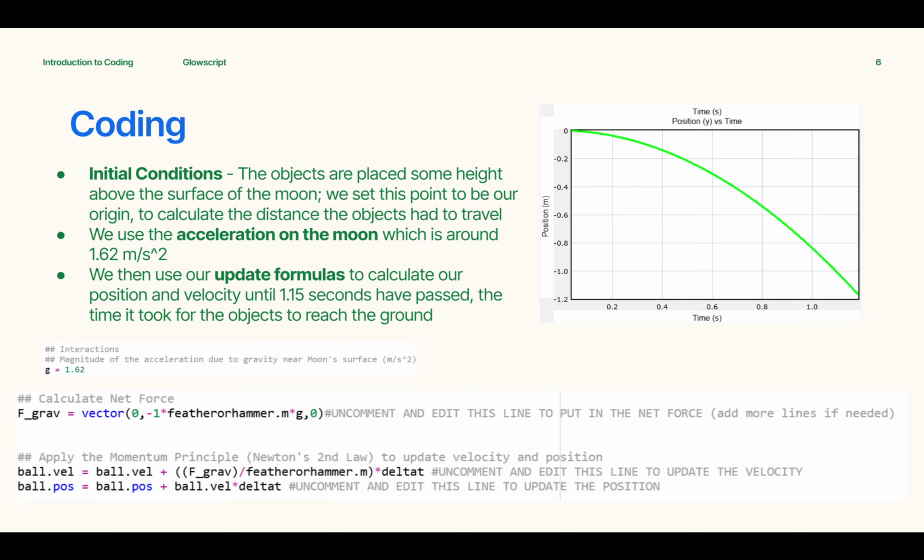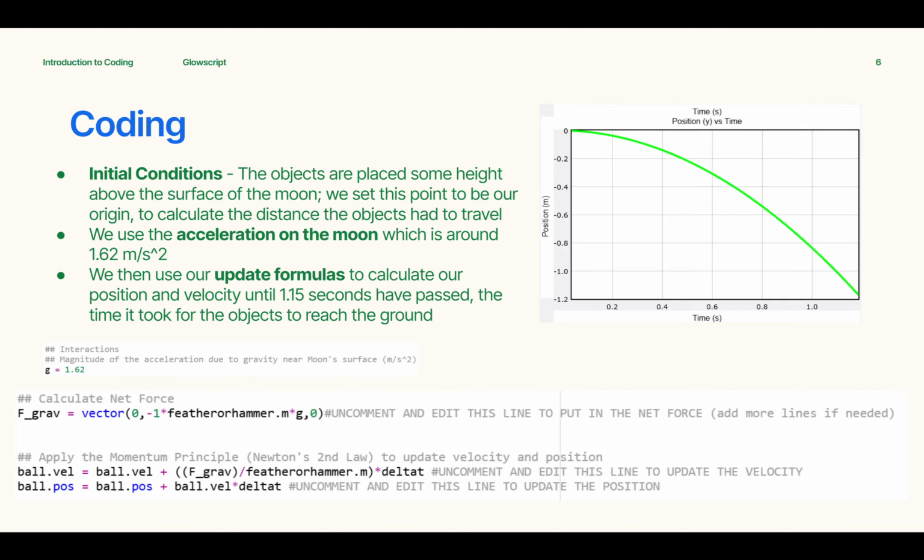Coding. Initial conditions. The objects are placed some height above the surface of the moon. We set this point to be our origin, to calculate the distance the objects had to travel. We use the acceleration on the moon, which is around 1.62 meters per second squared. We then use our update formulas to calculate our position and velocities until 1.15 seconds have passed, which is the time it took for the objects to reach the ground.